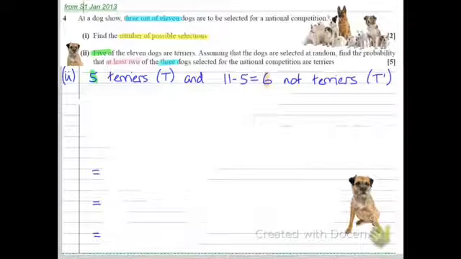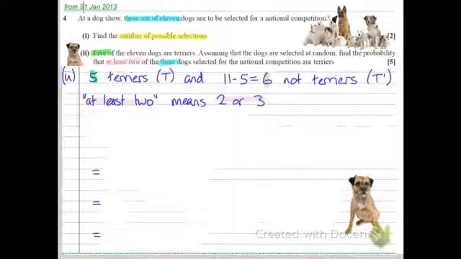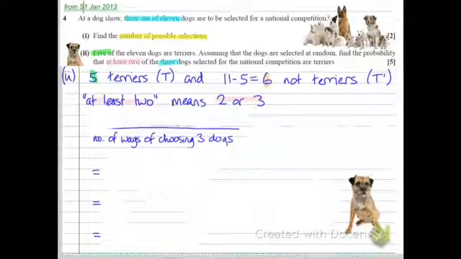So when we're doing this, we're going to be looking at the number of ways of choosing these dogs. The question says at least 2. So at least 2 means 2 or 3. So that means we've either got 2 terriers and 1 dog which is not a terrier, or we've got 3 terriers. And we're looking at the number of ways of doing this out of the number of ways of selecting our 3 dogs. So our denominator is actually going to be the answer to part 1. So the denominator, the number of ways of choosing 3 dogs, should be quite straightforward. The numerator is going to be the more difficult bit.